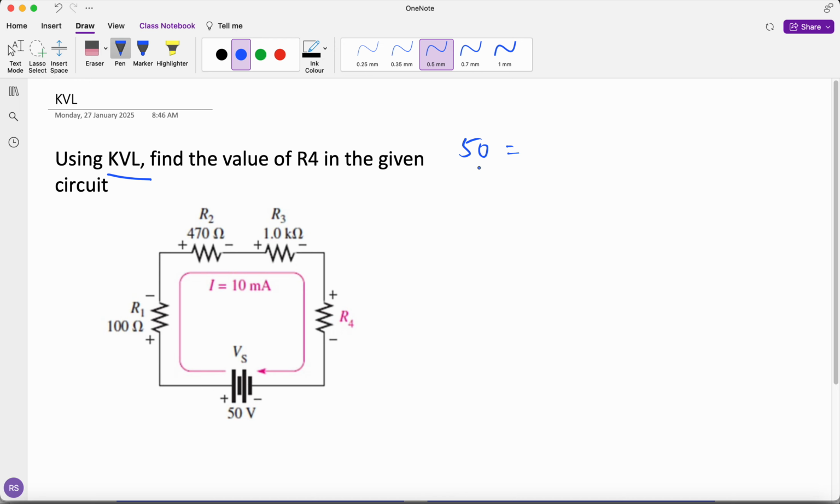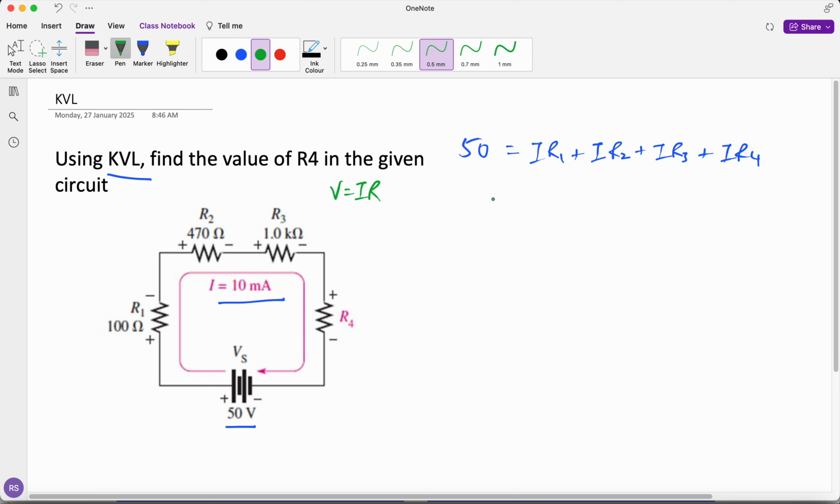So we know that the 50 volts that we have, this source voltage, is going to be distributed among these four resistors over here. By Ohm's law, we know that the voltage drop across any component is the current multiplied by the resistance, and since this is a series circuit, the current is constant, the same for all the components. So the expression will be I times R1 plus I times R2 plus I times R3 plus I times R4. Now I is also given to be 10 milliampere. So let's go on to the next step.